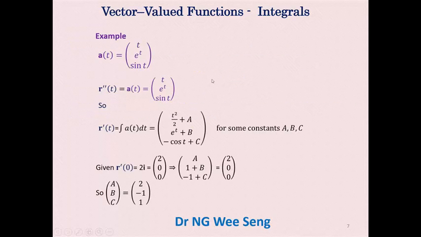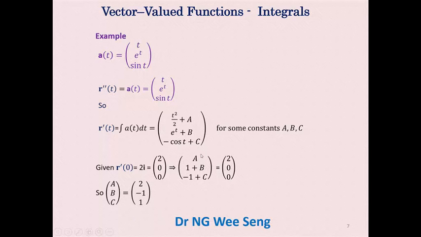So first, we integrate r double prime, which is the acceleration vector given, once to get r prime t, which is the velocity. So we will integrate these 3 component functions one by one. And that will give us this vector. Notice there are 3 arbitrary constants, each coming from one integration. Make sure you use different letters because these 3 constants are not necessarily the same.